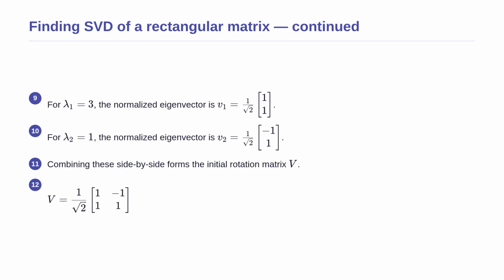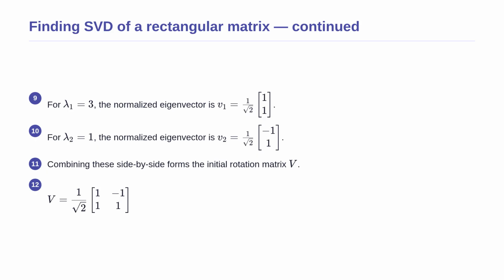Now that we have our stretching matrix, we need to find the initial rotation matrix, V. We do this by plugging our eigenvalues back into our system of equations to find the directional eigenvectors. For the eigenvalue of 3, we get our first vector. For the eigenvalue of 1, we get our second vector. It is crucial that we normalize these vectors, meaning we divide them by their own length so that their total length is exactly 1. The fraction 1 over the square root of 2 outside the brackets ensures this.